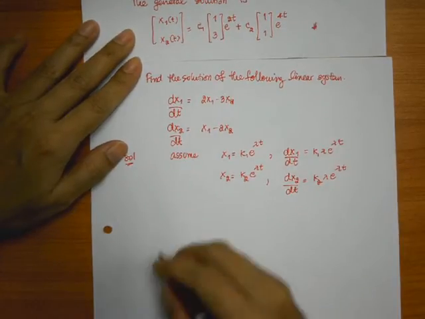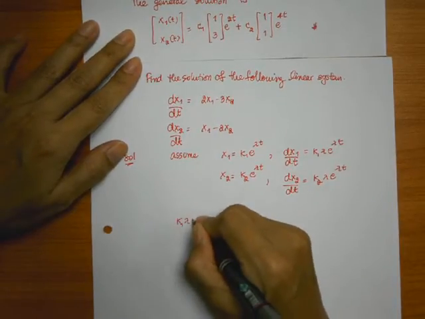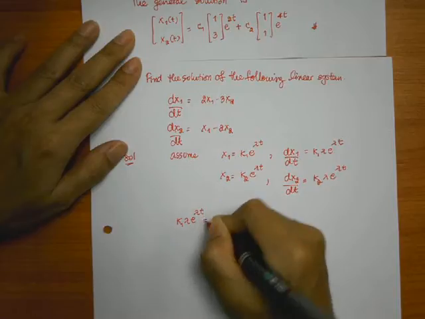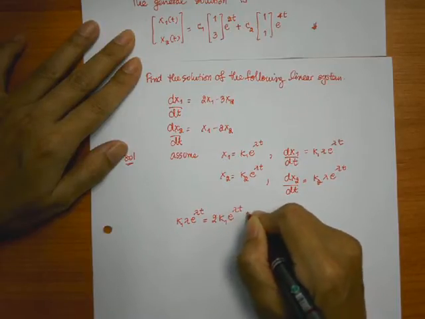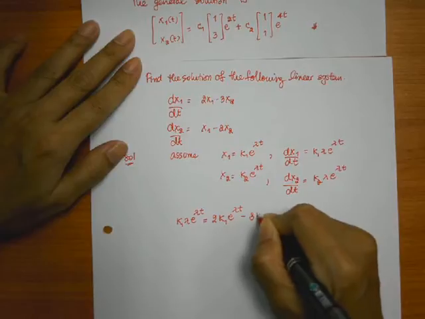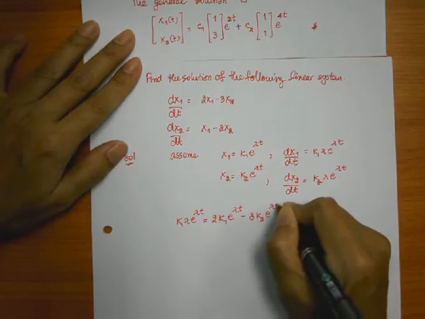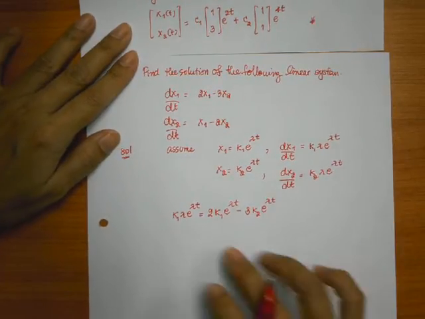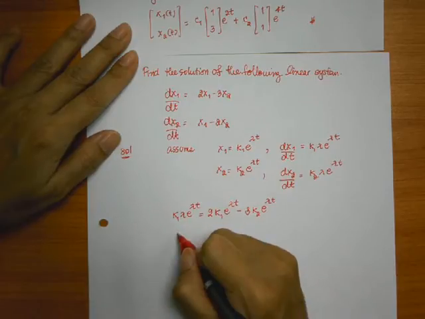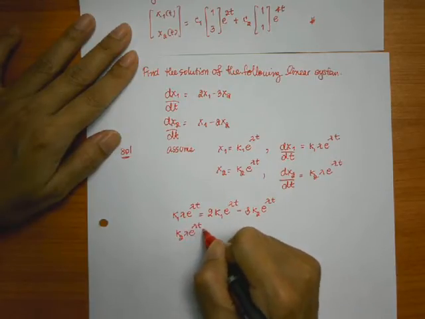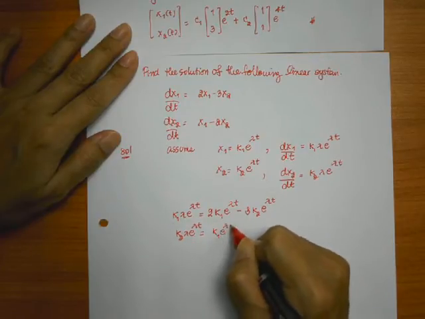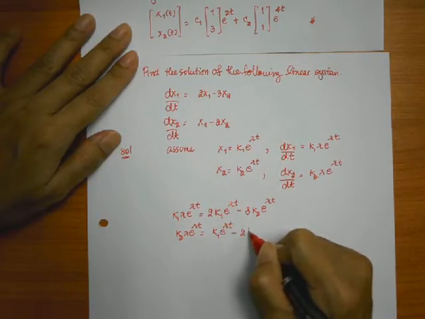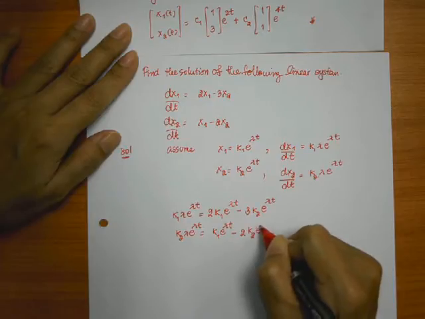So we would get k1 lambda times exponential of lambda t is equal to 2 k1 times exponential of lambda t minus 3 k2 times exponential of lambda t. And our second equation, we would get k2 lambda times exponential of lambda t is equal to k1 times exponential of lambda t minus 2 k2 times exponential of lambda t.